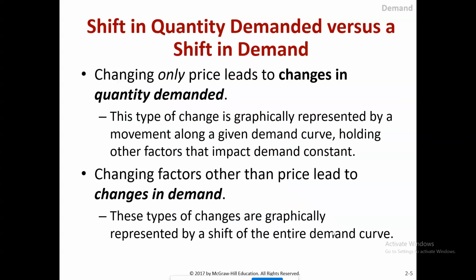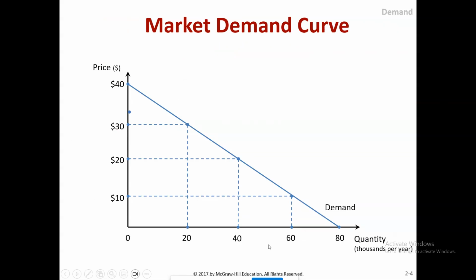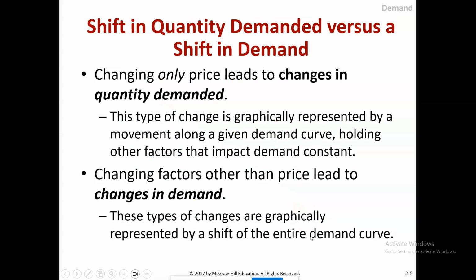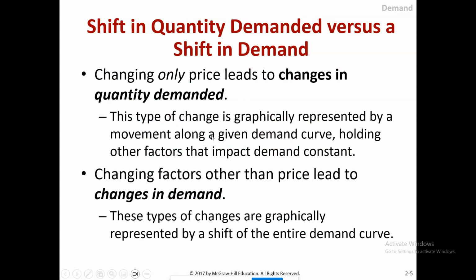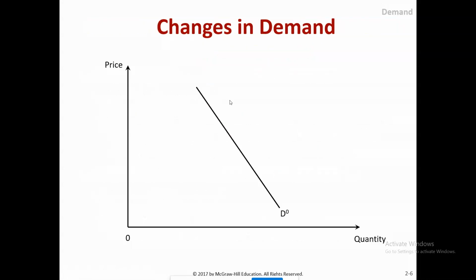Now I want to emphasize the difference between change in quantity demanded and change in demand. Quantity demanded is a quantity, a number you can find on the horizontal axis. The demand is a relationship. The whole graphical expression is demand. All the price-quantity combinations are demand. Change in quantity demanded is a result of a price change. Changing only the price leads to the change in quantity demanded. Graphically, it will be movement along the same curve.